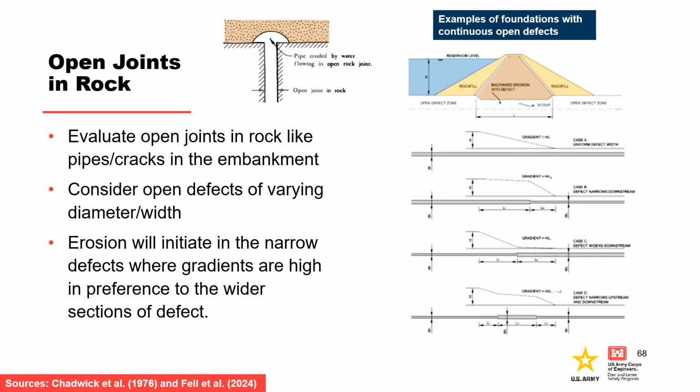Scour can also occur along continuous open rock defects in the foundation. The method for assessing the likelihood of initiation of concentrated leak erosion is just like for pipes or cracks in the embankment. The hydraulic gradient may vary across the flow path in the foundation as the width of the open defects varies, as shown in the series of figures on the right. Erosion will initiate in the narrow defects where gradients are high in preference to the wider sections of defect.